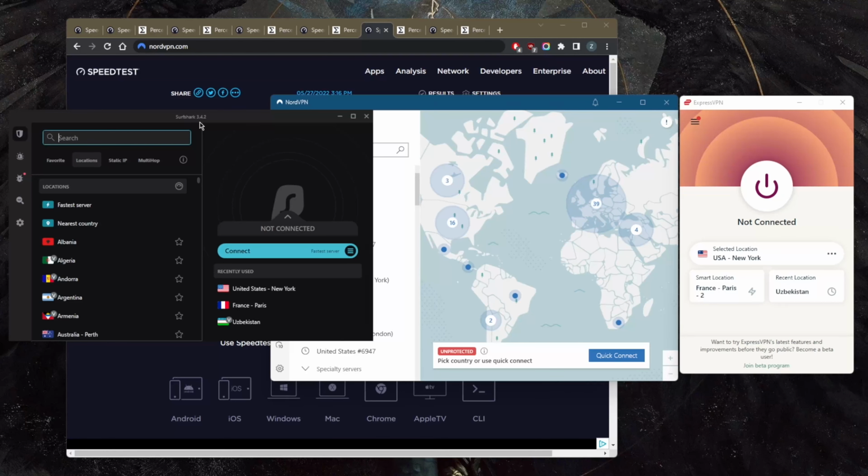Keep in mind that all these VPNs do have a 30-day money-back guarantee, as well as 24/7 live chat support if you'd like to try out these VPNs for the first 30 days completely risk-free.